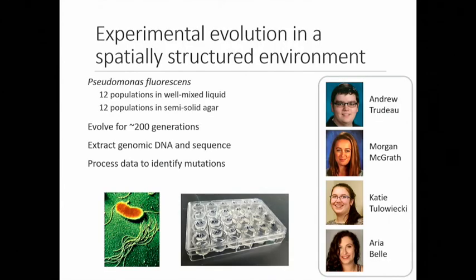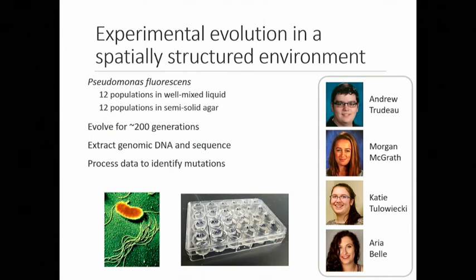Right. And so I'll just briefly show you some preliminary results from a really simple, straightforward experiment that we've run in the lab. These are some great undergrads that have all played a role in this project. Basically, what we've done is we've taken Pseudomonas fluorescens, and we have a bunch of populations that have evolved in a well-mixed liquid environment, and then a bunch of replicate populations that we have evolved in a semi-solid agar environment. Everything's the same in terms of resources and all of that.